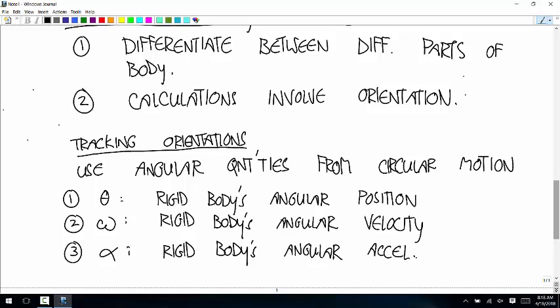And what are the SI units for all of these? Angular position? Radians. Position is just radians. So that's just the angle that the thing's at. Angular velocity? Radians per second. And angular acceleration? Radians per second squared.